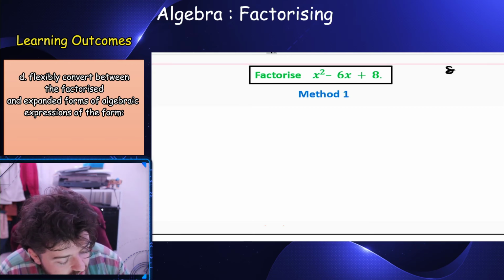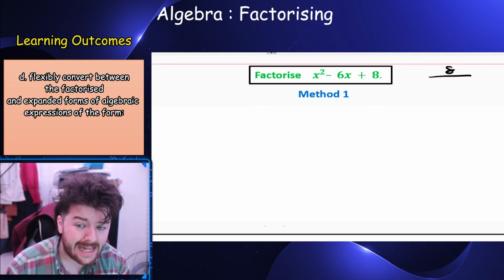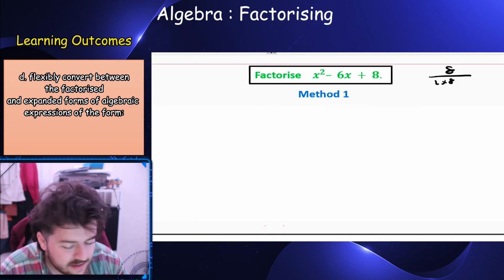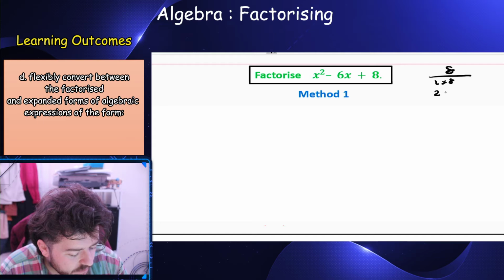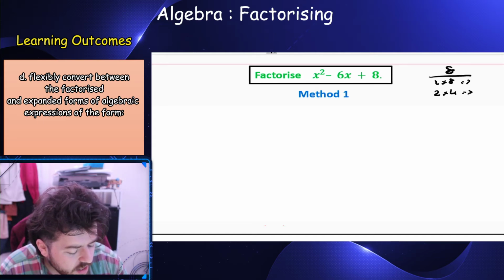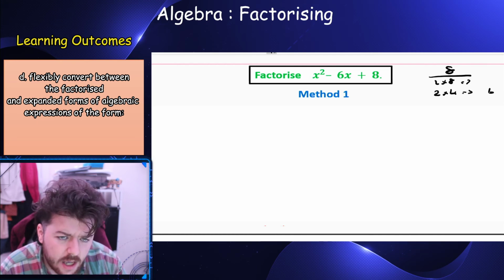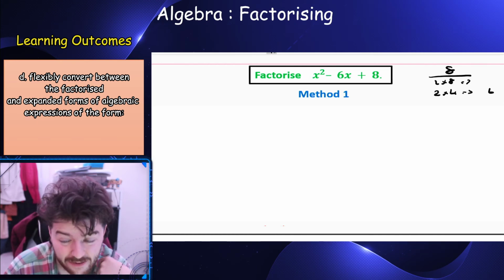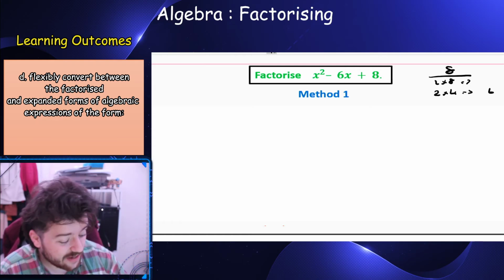So 8, let's think, what multiplied to get 8 but add to get minus 6? Well, I have 1 times 8, that's not going to work. I have 2 times 4. Ooh, that doesn't work either because 2 plus 4 is 6, and I'm looking for minus 6. So we need to remember negative numbers exist, people, yeah? Negative numbers are numbers too, yeah?